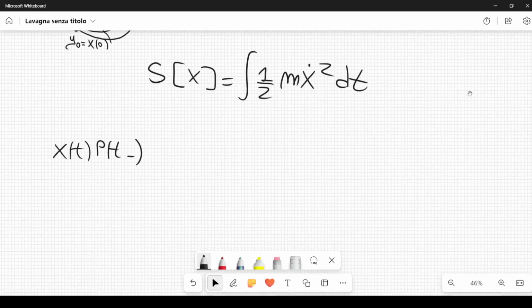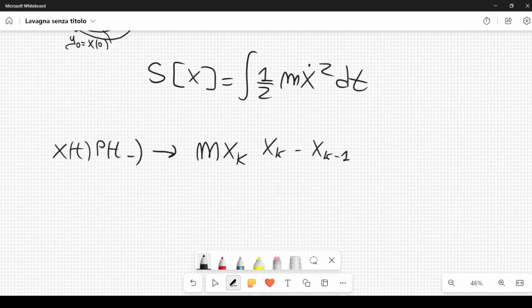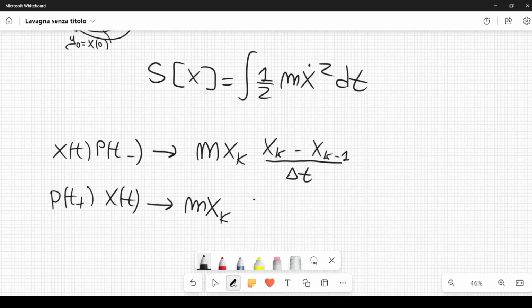We are going to discretize it in the following way. Instead of x of t, we are going to write x sub k. Then p of t minus will be m, which we can factor out, the mass, times x_k minus x_{k-1} divided by delta t. And then p of t plus times x of t will become m times x sub k times x_{k+1} minus x_k divided by delta t.